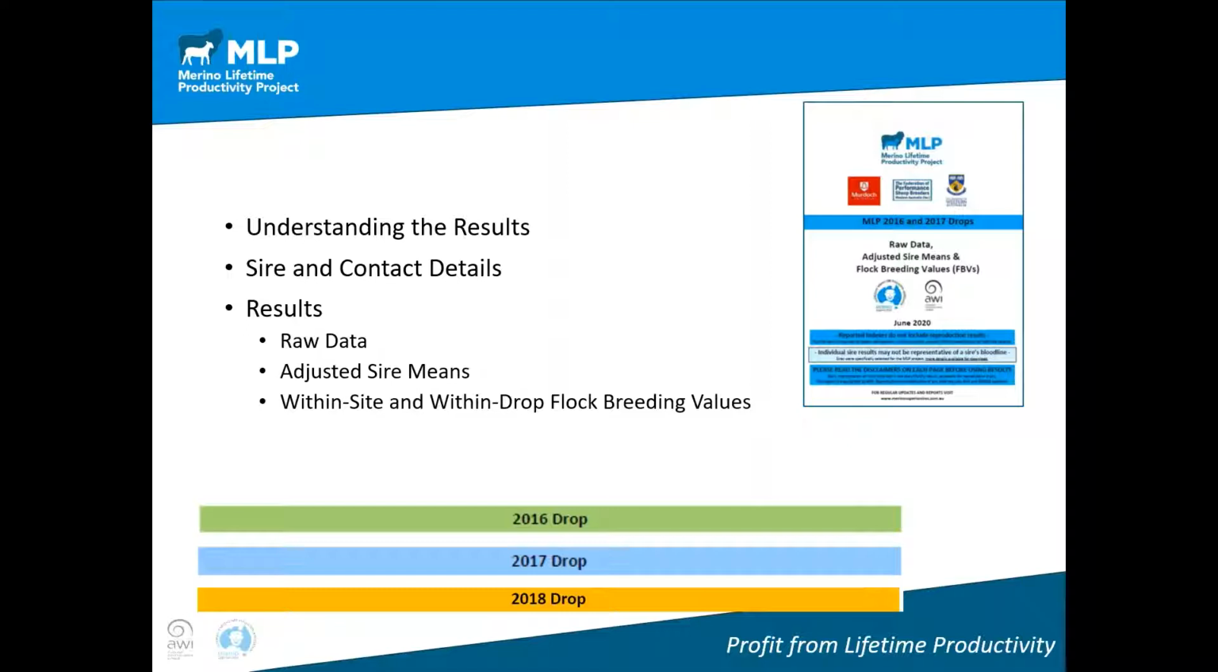Just a little tip, on the top of each of those pages, you'll see a coloured bar, green, blue, or at some sites there's a yellow, depending on the year of drop of those ewes. So anything that's green is from the 2016 drop, blue is from the 2017 drop, and some sites have a 2018 drop, which is yellow. That just helps you navigate the booklet a little bit.